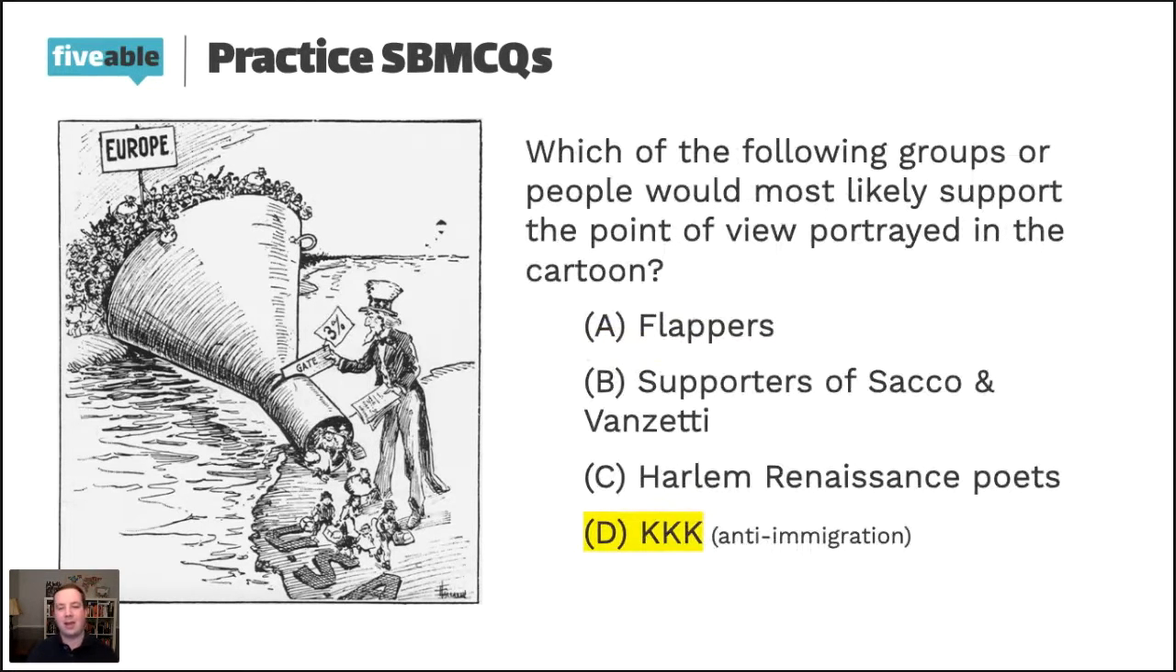Keep in mind that they are anti-immigration. Flappers, it's irrelevant. They're just women's rights stuff. Supporters of Sacco and Vanzetti would probably be pro-immigration because they were immigrants. Harlem Renaissance poets might be concerned about immigration, but they might just be pro-minorities and anti-racism in general, but largely not really their topics. KKK definitely formed to be anti-immigration. Nice job there. You folks aced that one.